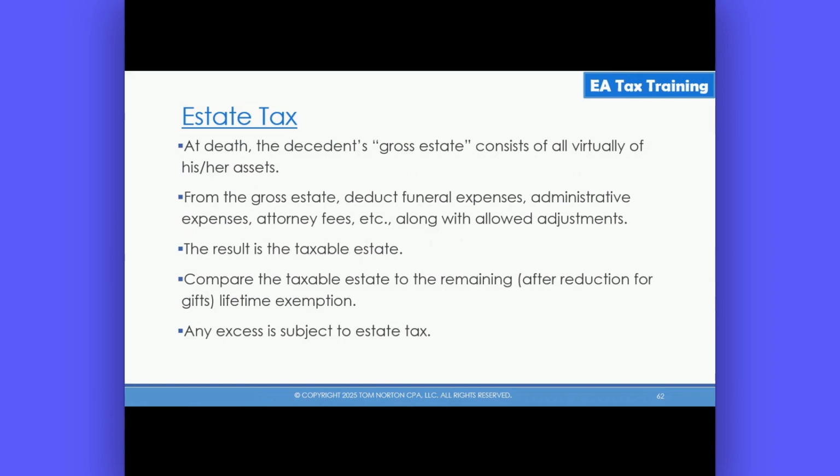You then compare that to the remaining lifetime exemption. So they had their lifetime exemption, $13,610,000. You subtract any gifts that were used to reduce that exemption. You say, okay, what's my remaining exemption? To the extent that your estate exceeds the remaining exemption, then you're going to be subject to the estate tax. So again, what this means is the vast majority of people are not going to owe any estate tax. They're not going to have to fill out an estate tax return. This is only going to be affecting those very wealthy individuals.